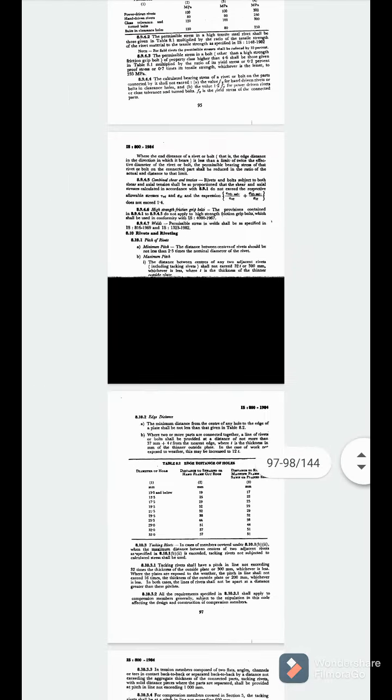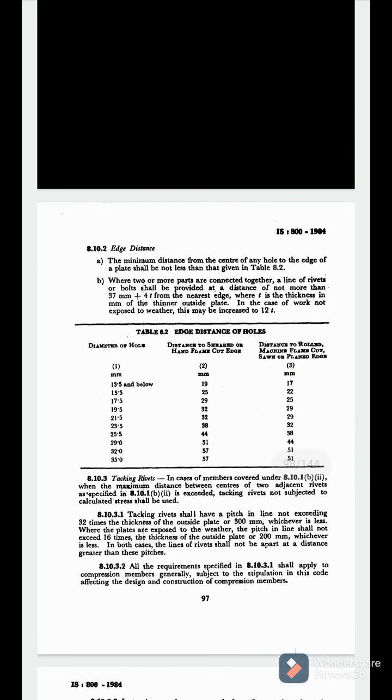Now here the edge distance: the minimum distance from the center of any hole to the edge of the plate shall not be less than that given in Table 8.2.